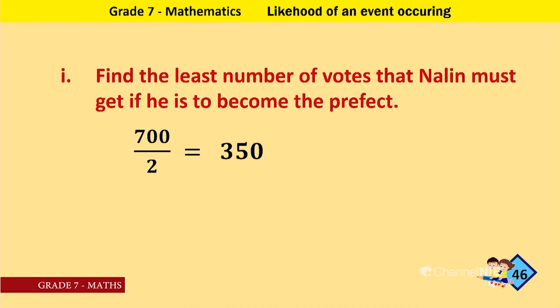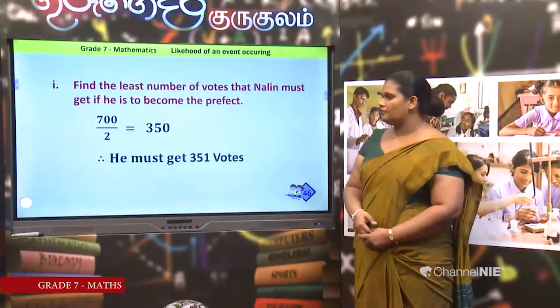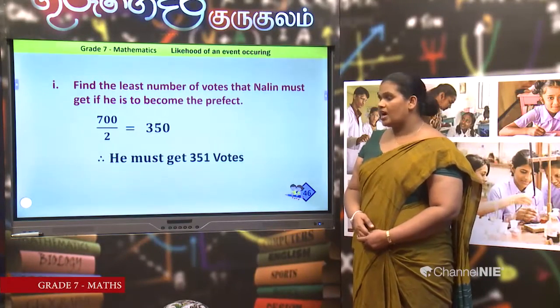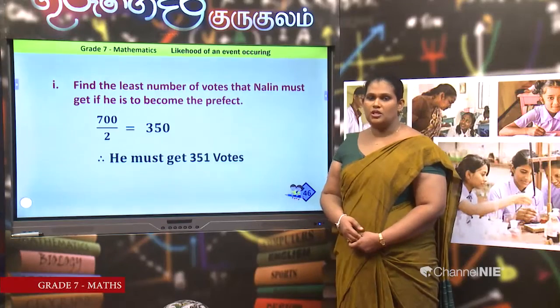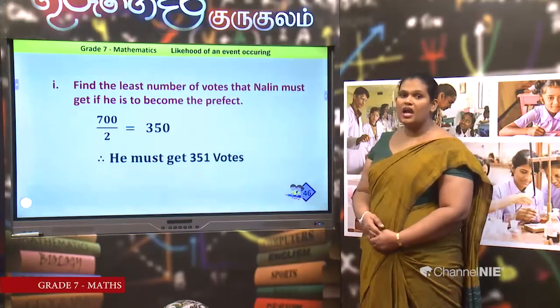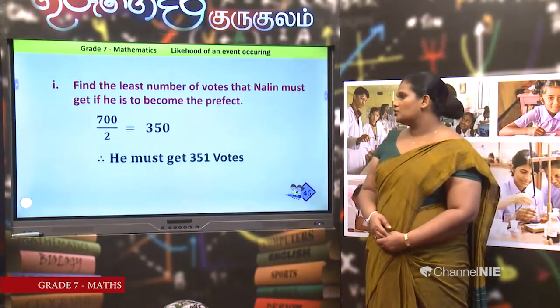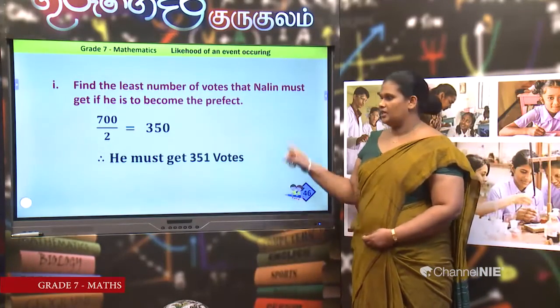So, one more than that number of votes should be taken by Nalin to become a prefect. Therefore, 350 plus 1 is 351 votes. So, Nalin should get 351 votes to become a prefect.